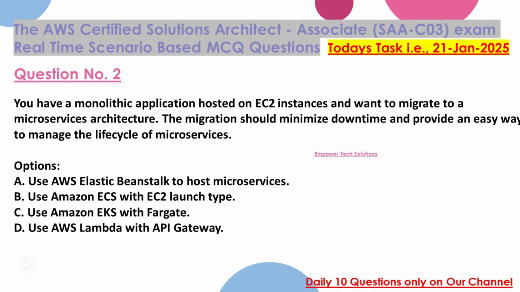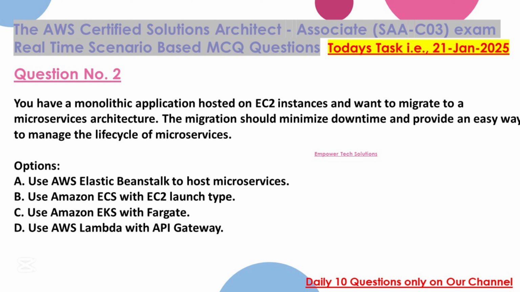You have a monolithic application hosted on EC2 instances and want to migrate to a microservices architecture. The migration should minimize downtime and provide an easy way to manage the lifecycle of microservices. Options: A. Use AWS Elastic Beanstalk to host microservices.